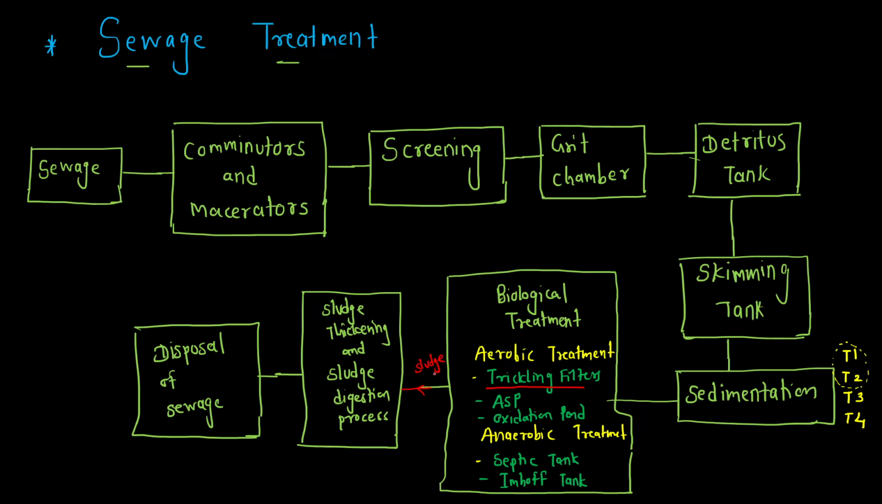Now this sludge is reduced by using sludge thickening and sludge digestion processes. So these are the two processes that we have to study in this. Just remember that after the biological treatment of sewage, the output that we get is called sludge.